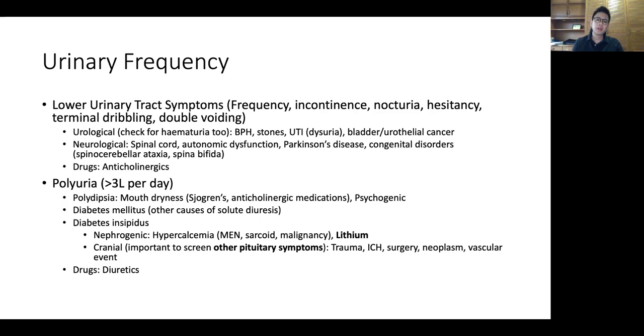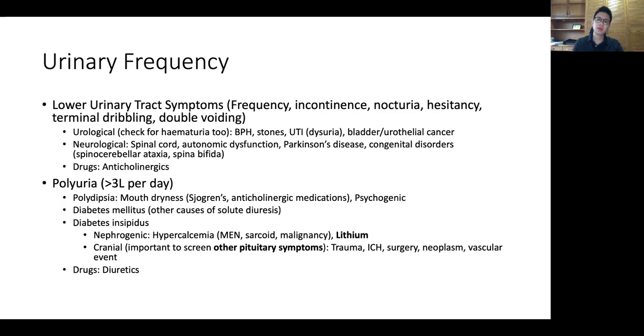So in terms of the frequency bit, I think there are a few things to look at. I think of it as three big causes. The first is whether it's a primary urological problem, whether it's neurological, or whether it's drug related, which kind of sits under the subset of neurological if we want to think about it that way. So firstly, I look for associated symptoms such as incontinence, nocturia, hesitancy, terminal dribbling, double voiding. And for urological causes, you also look for associated haematuria as well. So you can think about BPH, stones, UTIs, malignancies.